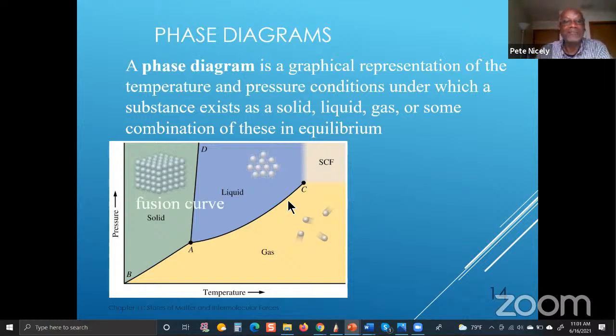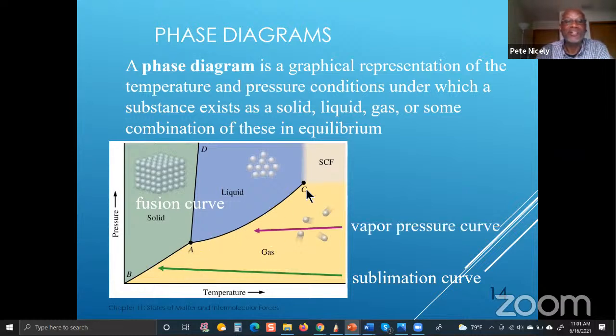So this part here we call the fusion curve. This line right here, D to A, is called the fusion curve. B to A is called the sublimation curve. And of course, the vapor pressure curve would be A to C, all right? So that's basically what a typical phase diagram looks like.